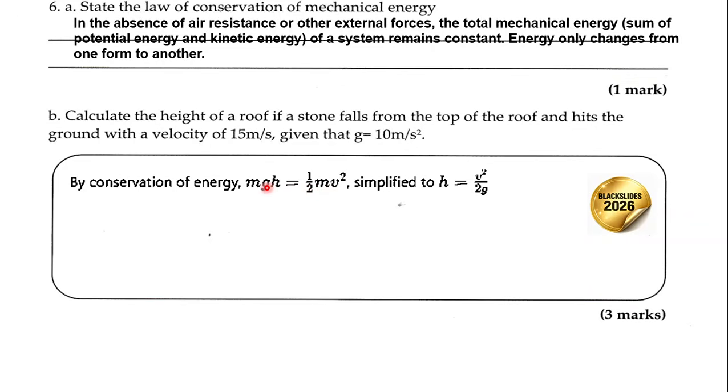Making h the subject will give us h equals the height equals v squared, the square of the speed, divided by twice the acceleration due to gravity. Right, so substituting into the equation, speed we are told is 15, and acceleration due to gravity is 10. So substituting and simplifying accordingly will give us h equals 11.25 meters.